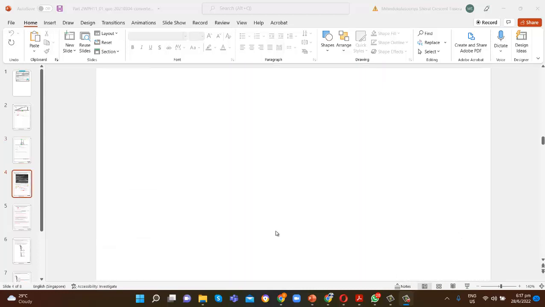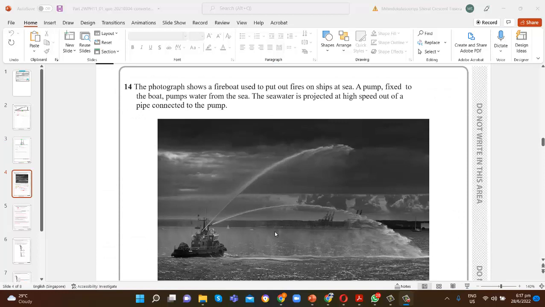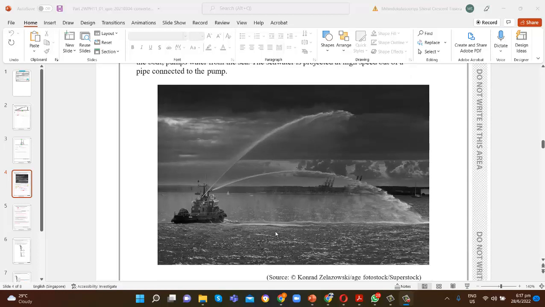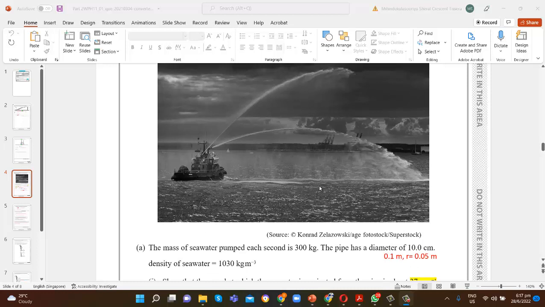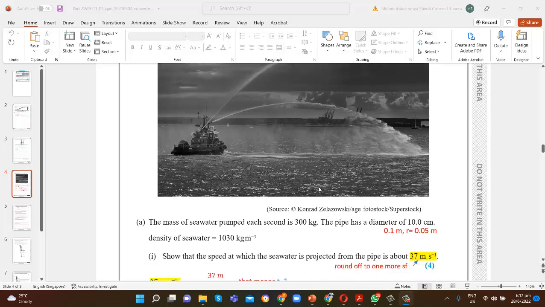Go to the next question, number 14. The photograph shows a fireboat used to put out fires on ships at sea. A pump fixed to the boat pumps water from the sea. The seawater is projected at high speed out of a pipe connected to the pump. I told you at the beginning, this is the diagram they are giving, so it is very easy to understand. Don't worry about the diagram, and go and read the first part.